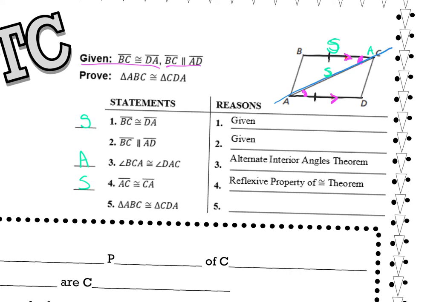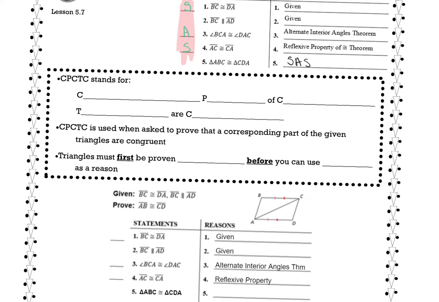And conveniently enough, this stuff over here on this side that we just did happens to be in the correct order, but I want it to be known that that is usually not ever correct. All right, so this one is the SAS Congruence Theorem. All right, so CPCTC stands for corresponding parts of congruent triangles are congruent.